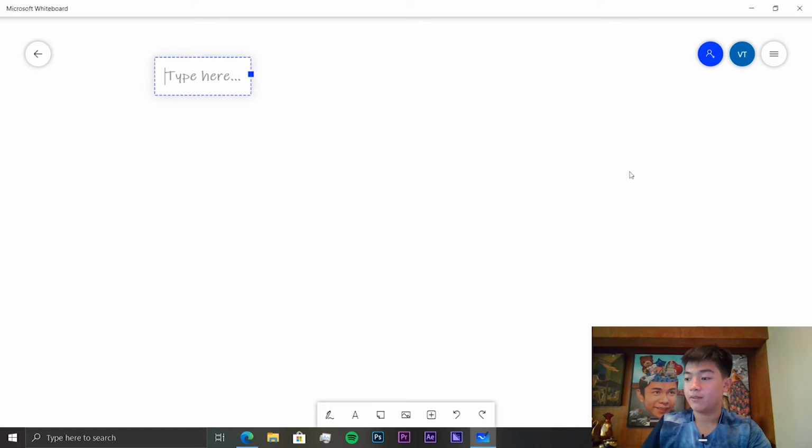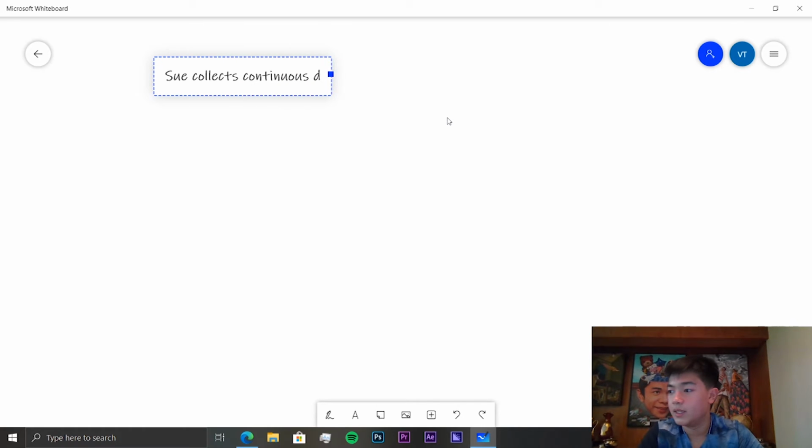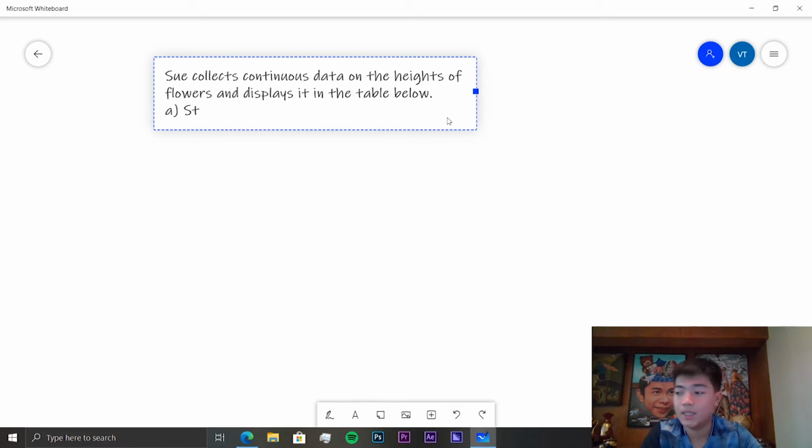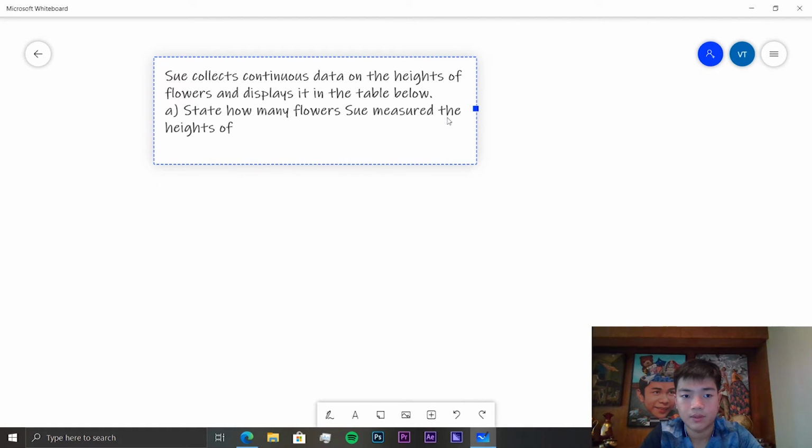Next, we have: Sue collects continuous data on the height of flowers and displays it in the table below, which I will put in Excel. So A, state how many flowers Sue measured the heights of. B, find the midpoint of the modal interval.